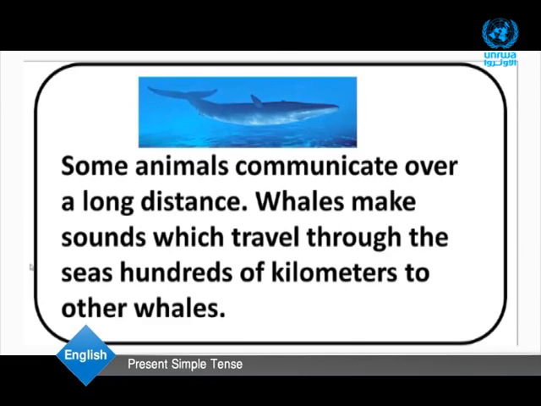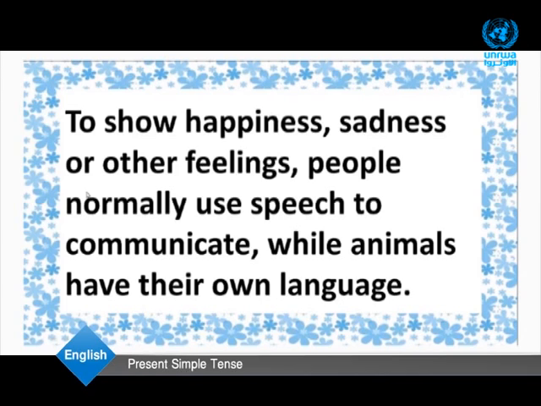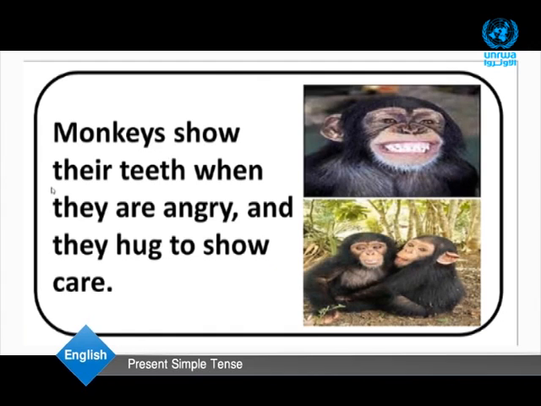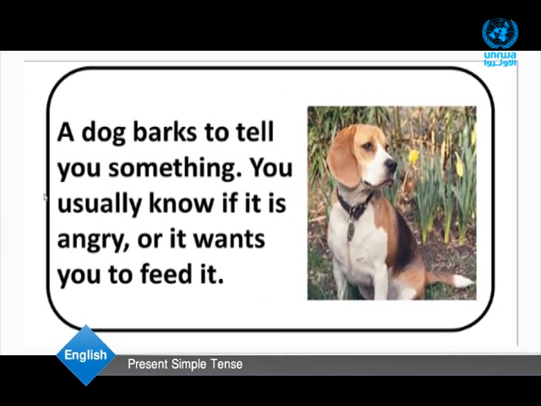Now, dear students, let's read the text once again. To show happiness, sadness, or other feelings, people normally use speech to communicate, while animals have their own language. Monkeys show their teeth when they are angry, and they hug to show care. A dog barks to tell you something. You usually know if it is angry or it wants you to feed it.